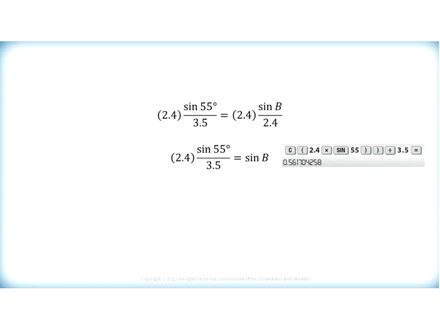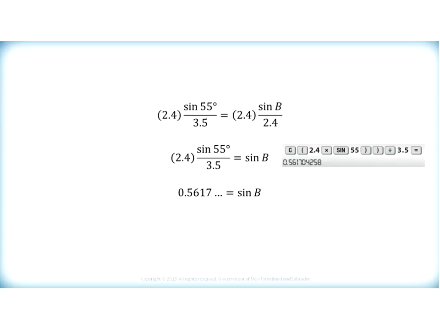Okay, so on the calculator, I'm not going to go back to the calculator app, but these are the steps we're going to put into our calculator. So we start by clearing it. C is to clear our screen. We put in a bracket, type in 2.4, then times the sine button, 55, close one bracket, and close the other bracket. Divide that all by 3.5, and it gives us a value for sine B of 0.5617 and a few other digits. So 0.5617 is equal to sine B.